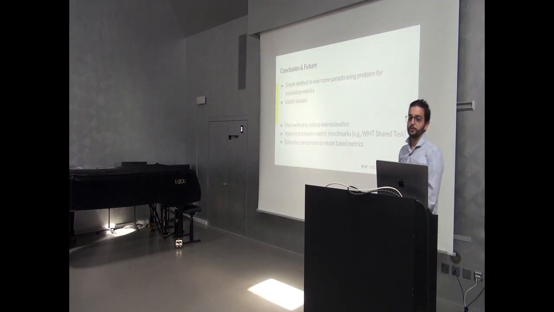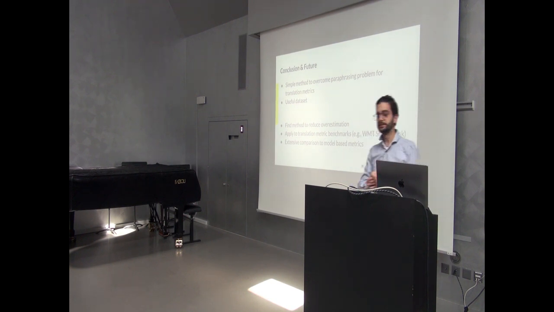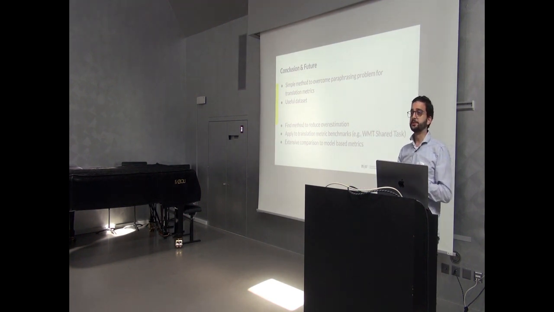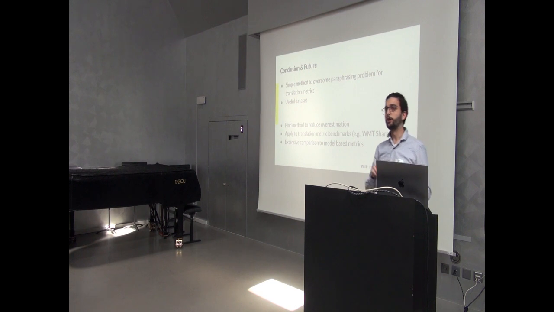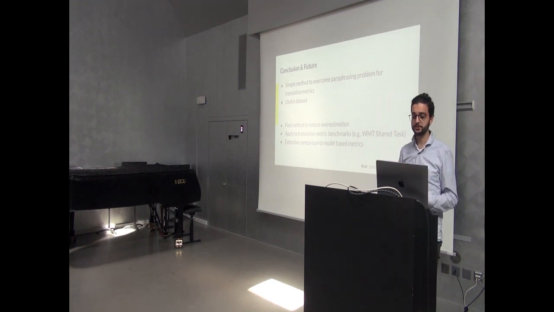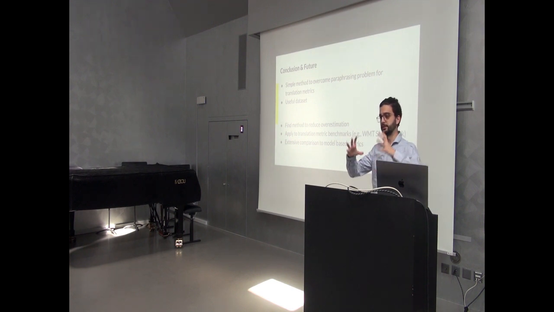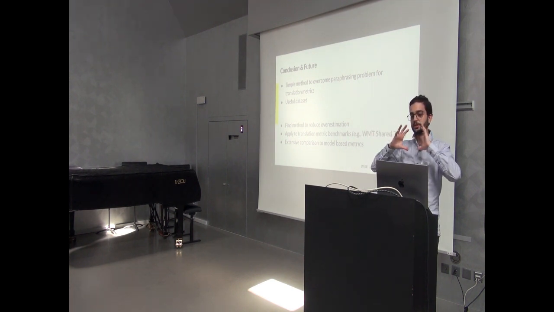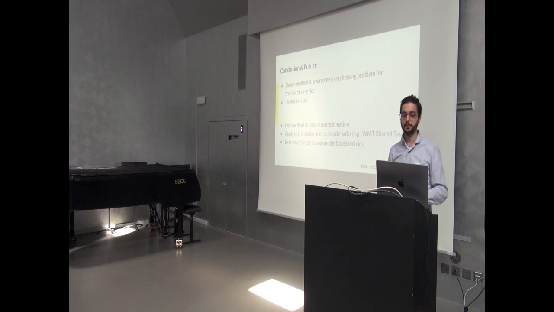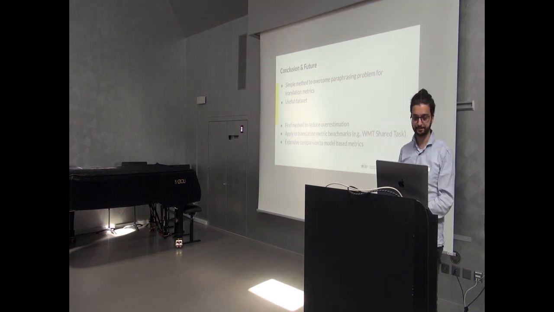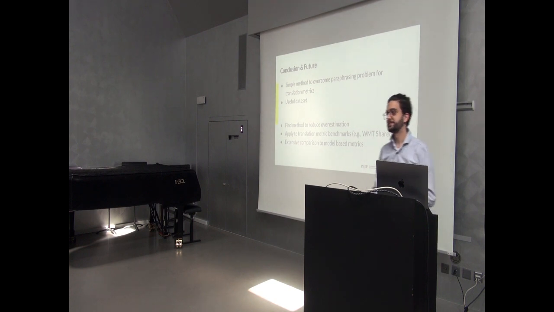So the next steps would be that we would find methods to overcome this overestimation. Also, it would be interesting to actually apply this new approach to other tasks, like for example machine translation. And also another extensive comparison would be appropriate for model-based metrics, which are something like a black box, which directly outputs a metric or a semantic similarity rating. Yes, that's about it.